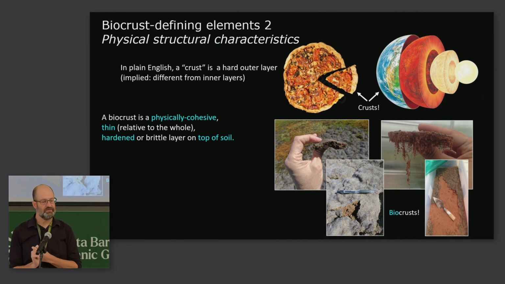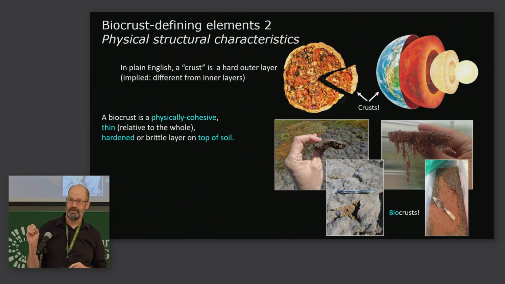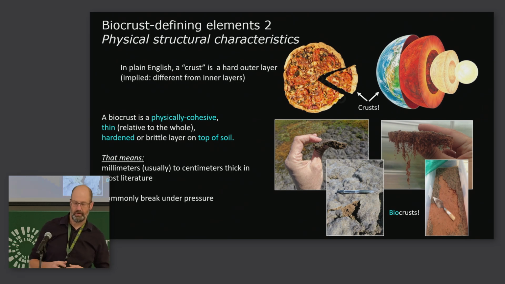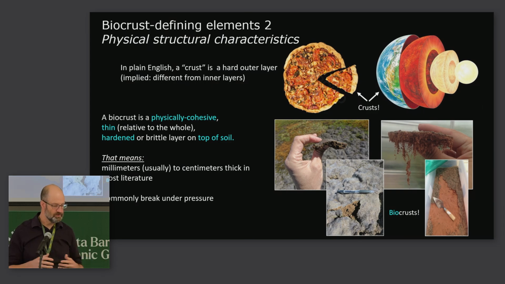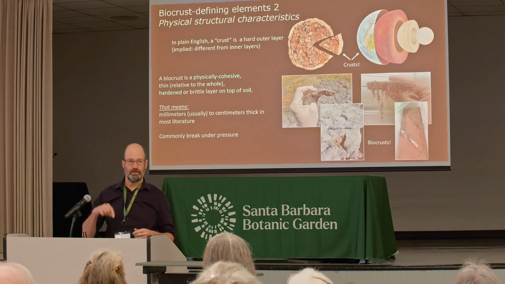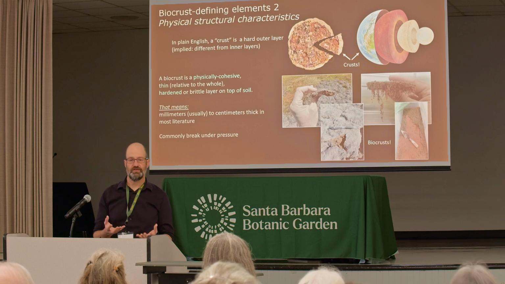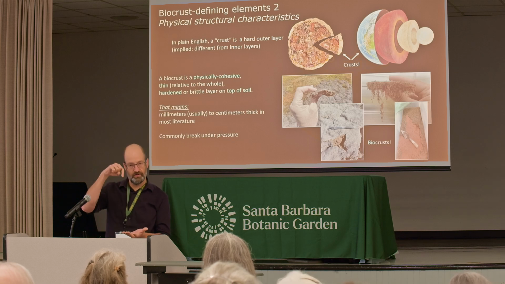So a biocrust is a physically cohesive, thin, hardened layer, often brittle as well, on top of the soil. It's a biocrust as opposed to a physical crust because it's engineered by organisms. Usually when you look at the literature, the things that people are referring to as biocrusts are just millimeters thick, centimeters at most, and it's a common feature that they can break under pressure because often the soil underneath the biocrust is a little bit softer and you can push right through it.